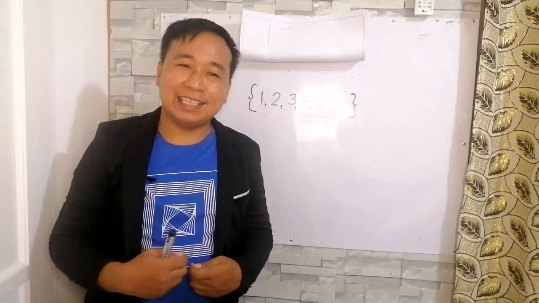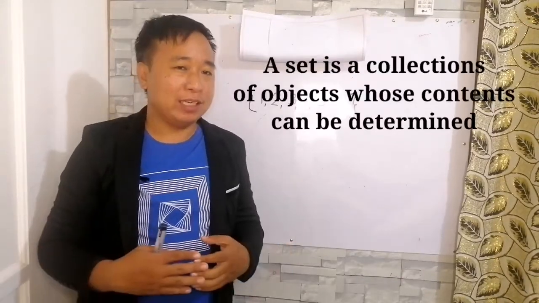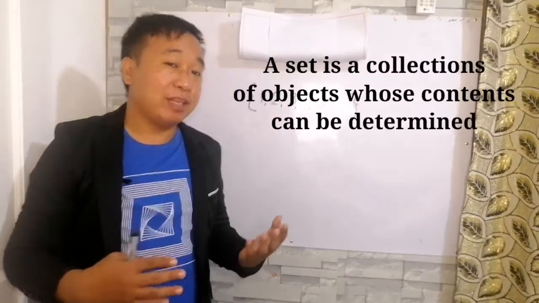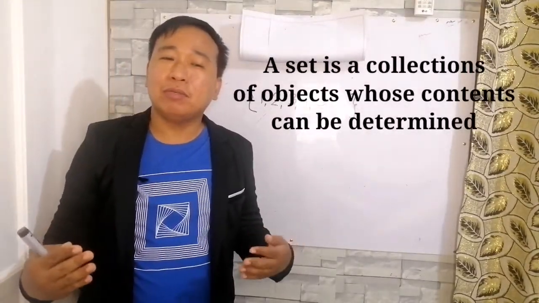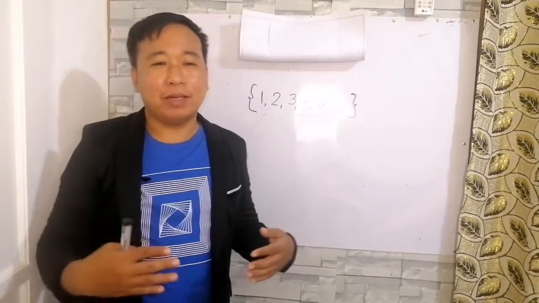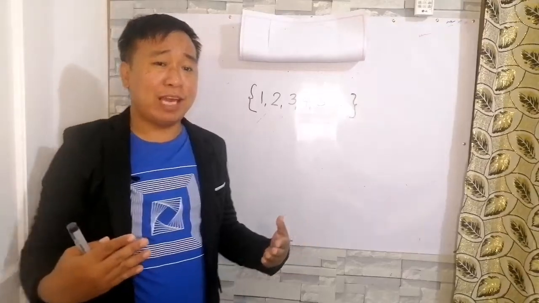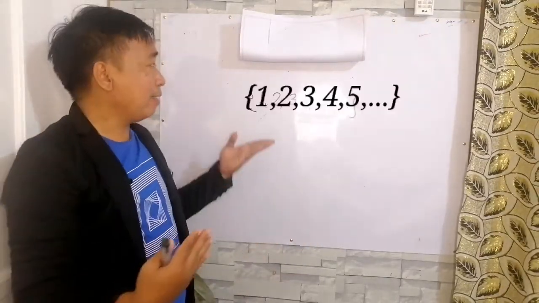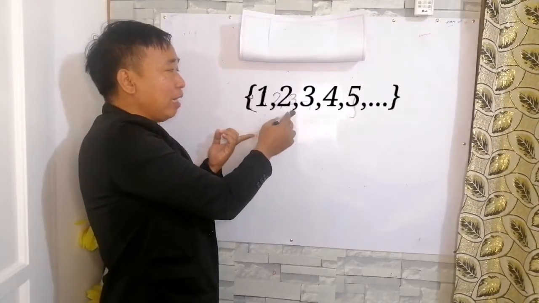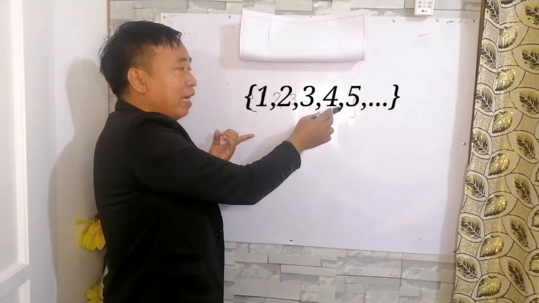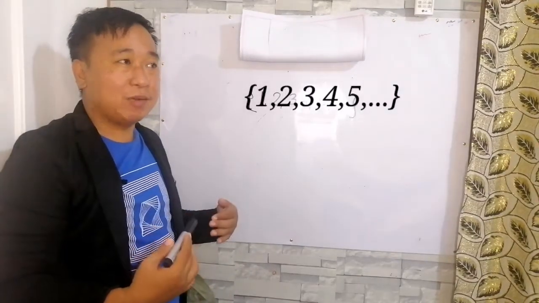ideas about sets. A set is a collection of objects whose contents can be determined. The objects in a set are called elements of a set. For example, the set of numbers used for counting can be represented by this. Okay, so we have 1, 2, 3, 4, 5. Then we have 3 dots. So we are going to recall what this is all about.